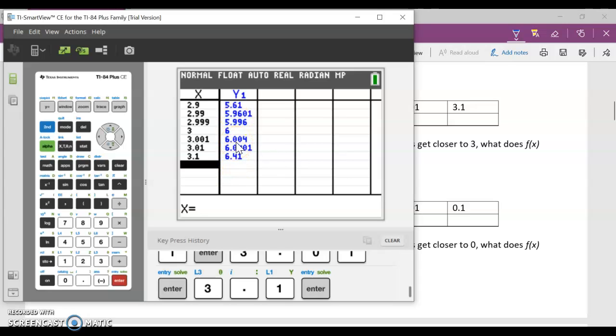So you could write this in your table. I'm not going to take the time to copy it into my table, but you could fill those values out in your table and see that as the x values approach 3 from the left or from the right, the y values approach 6. They're getting closer and closer to 6.